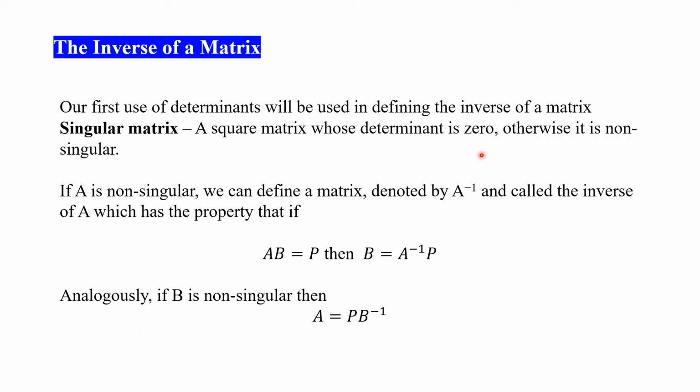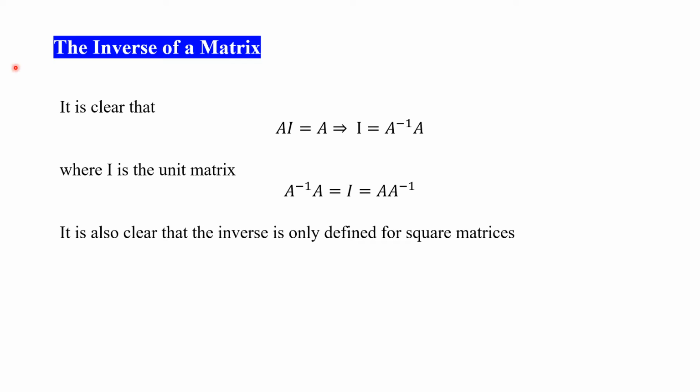That is, you need to find first the determinant of your matrix in order to say that you can define an inverse of that matrix. It is also clear from the previous discussion that if A times the unit matrix I is equal to A, then I is equal to the inverse of A times A. If the inverse of A times A is equal to the unit matrix I, then it is also true that A times the inverse of A is equal to I. It is also clear here that the inverse is only defined for square matrices.